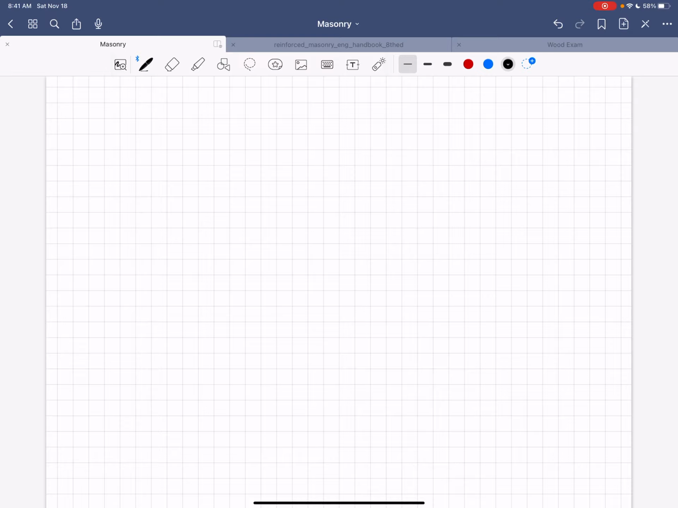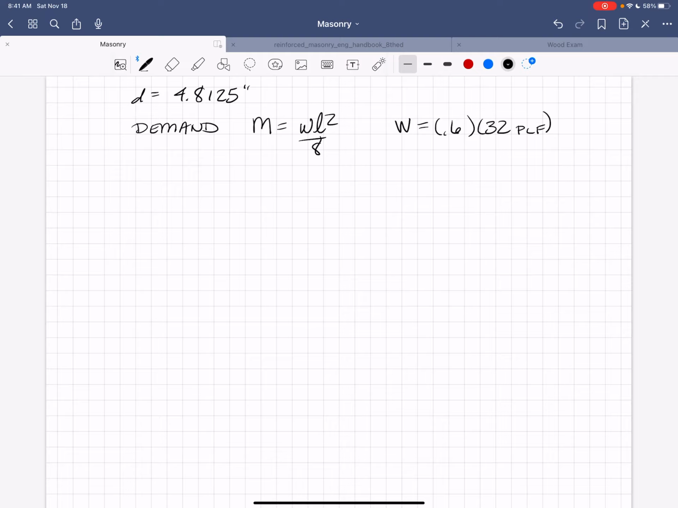Okay, so I'm going to go ahead and just transfer d over here so I remember what it is, 4.8125 inches. I need to find the demand on this thing. Moment equals wL squared over 8. And the load case that we've got to use for wind includes a 0.6 times the 32 pounds per linear foot per foot of wall, right? So I don't have pounds per square foot because this is per foot of wall.